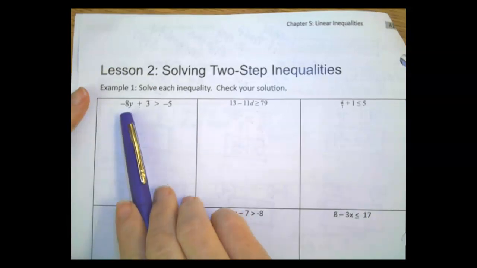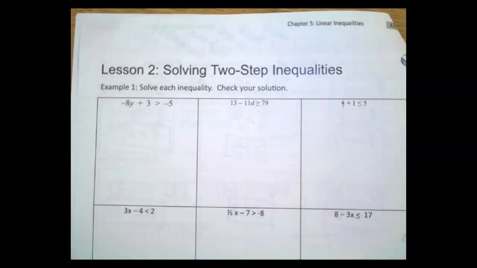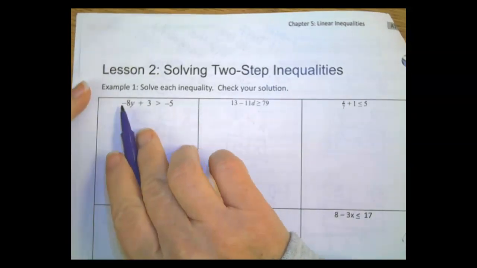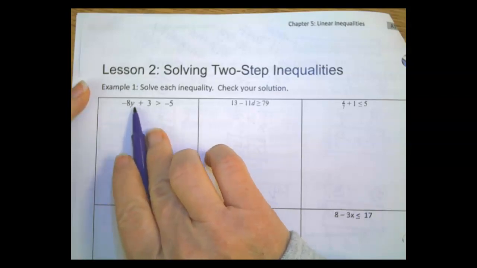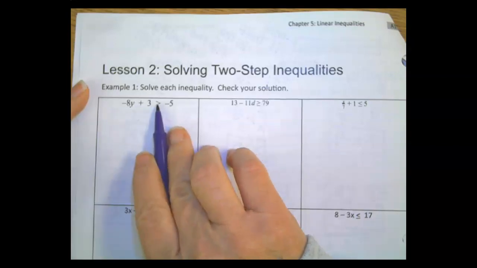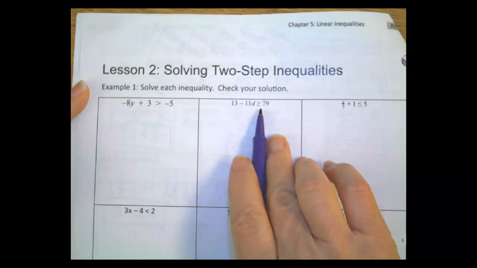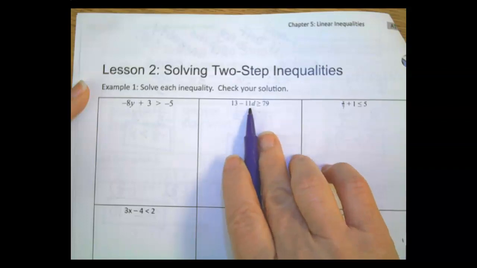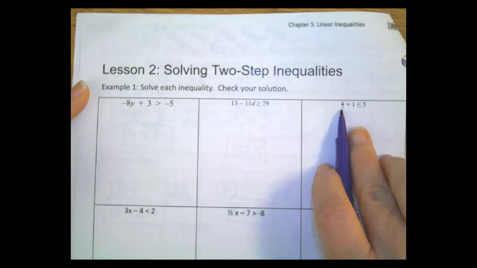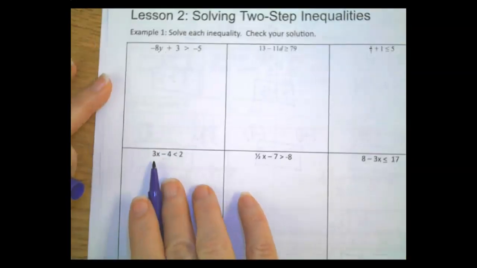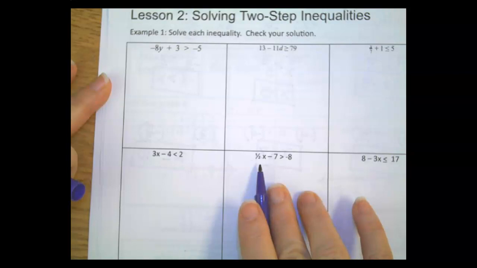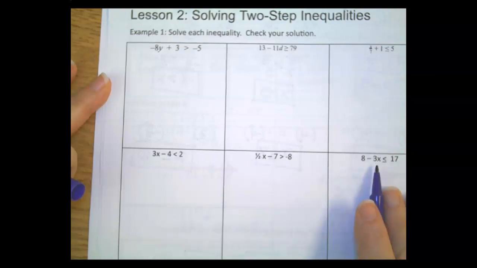If we have a negative coefficient, that means a coefficient is the one with the variable. It works like a co-pilot, co-worker. It works with the variable. So that means we're going to have to reverse this inequality sign. Do we have a negative coefficient here? We sure do. Do we have a negative coefficient here? No. Here? No. Here? No. Here? Yes.